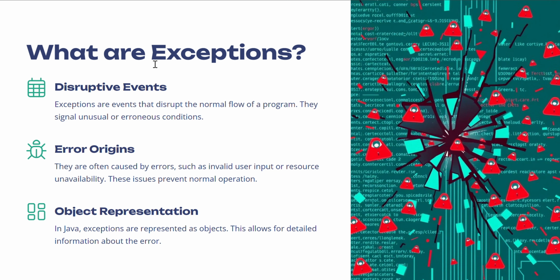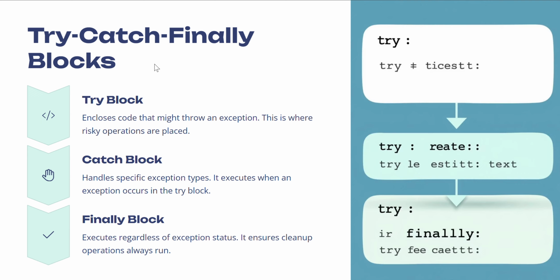Object representation. In Java, exceptions are represented as objects. This allows for detailed information about the error, which can be handled easily. Now, how do we handle the exceptions? Using the try, catch, finally blocks.